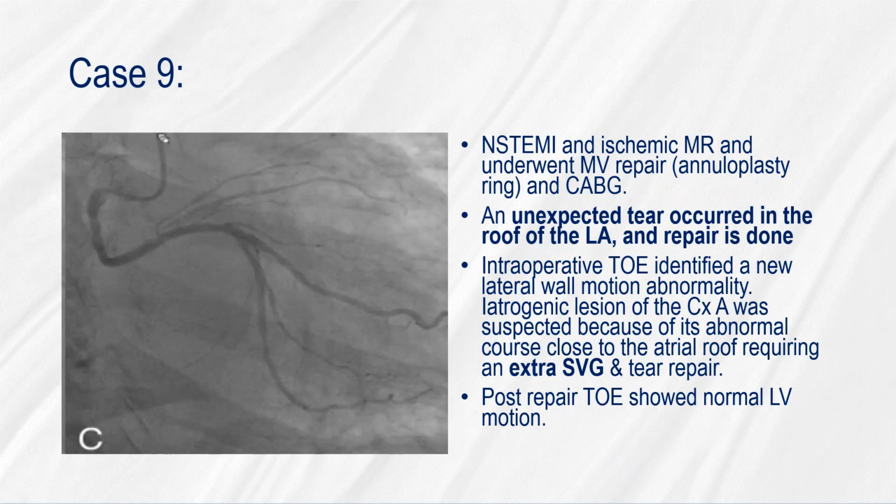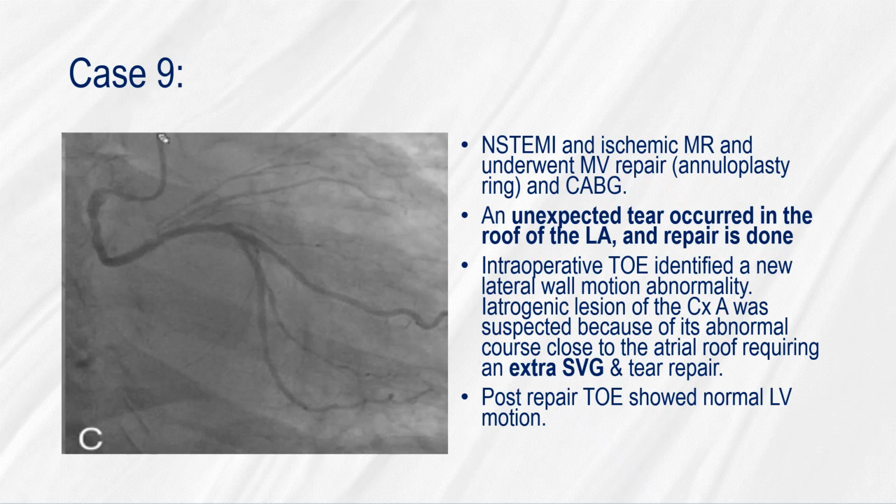In this case of mitral valve repair and CABG, an unexpected tear occurred in the roof of the left atrium and repair was done. Due to appearance of a new wall motion abnormality in the lateral wall in the transesophageal echo, an extra venous graft to the anomalous CX was done.